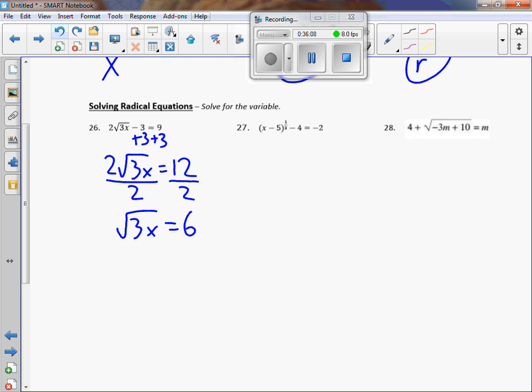The next thing we're going to do, now that it's by itself, notice this is a square root. If it's a square root, we are going to square both sides. And then solve for x.